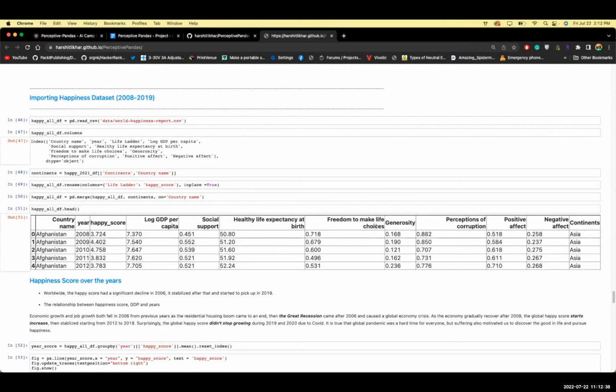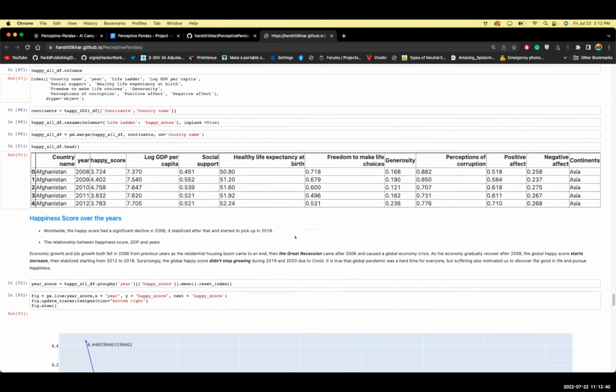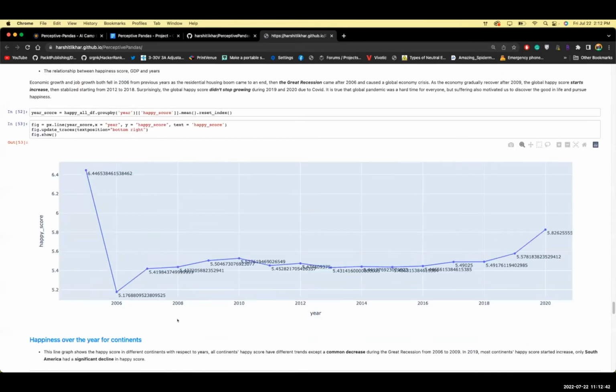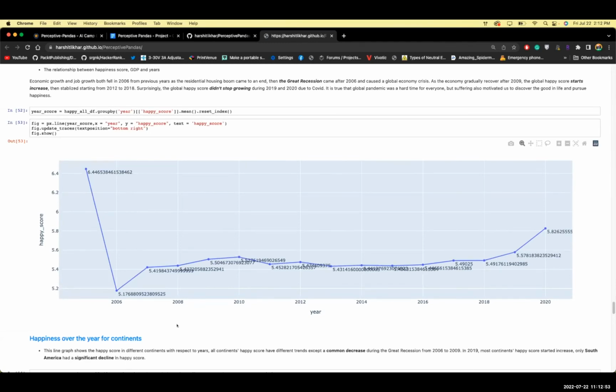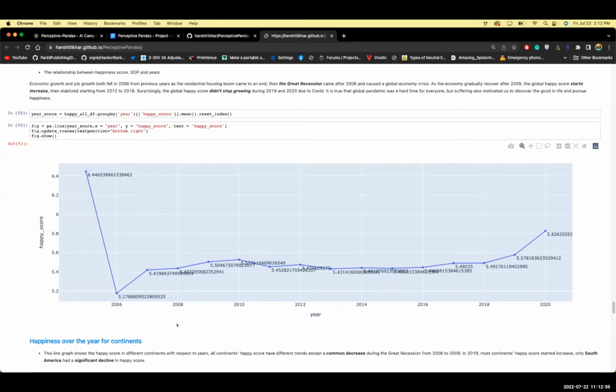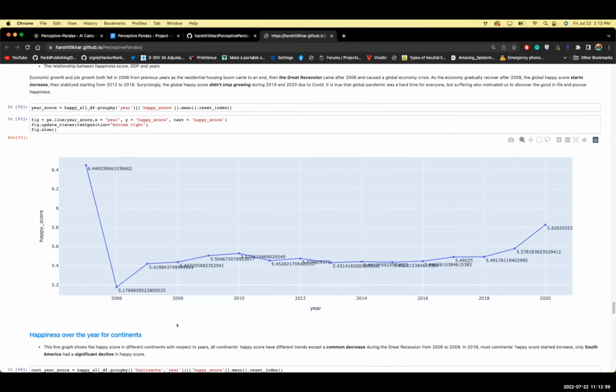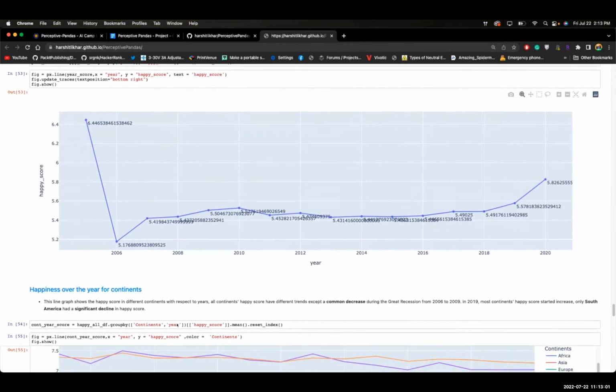So now we're at the happiness score over the years. And here we have a line graph of the global happiness score over the years. And as we can see, there was a significant decline in 2006 due to the Great Recession. And as the economy gradually recovered after 2009, the global happiness score stabilized and started to increase in 2019.